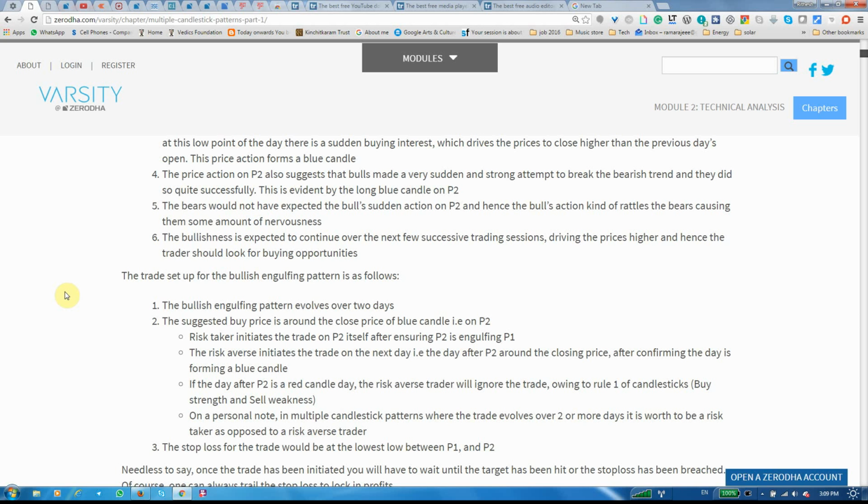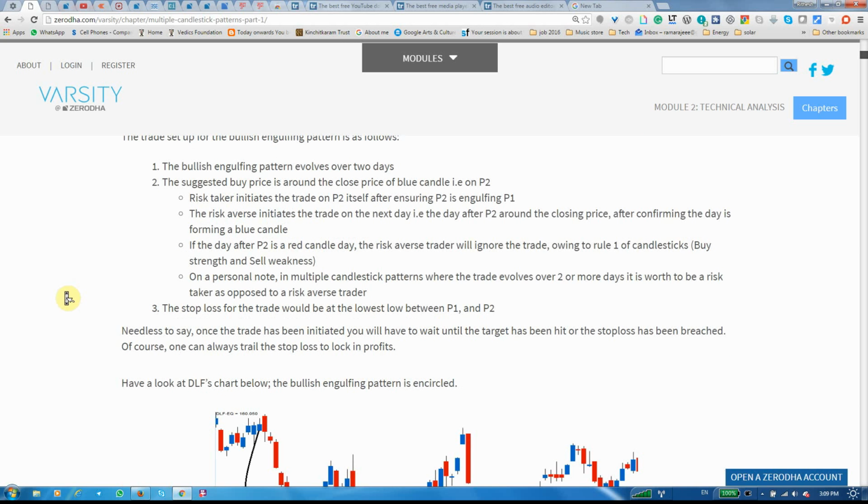The trade setup for the bullish engulfing pattern is as follows. The bullish engulfing pattern evolves over 2 days. The suggested buy price is around the close price of the blue candle, i.e. on P2. The risk taker initiates the trade on P2 itself after ensuring P2 is engulfing P1. The risk averse initiates the trade on the next day, i.e. the day after P2, around the closing price, after confirming the day is forming a blue candle. If the day after P2 is a red candle day, the risk averse trader will ignore the trade, owing to Rule 1 of candlesticks: buy strength and sell weakness.